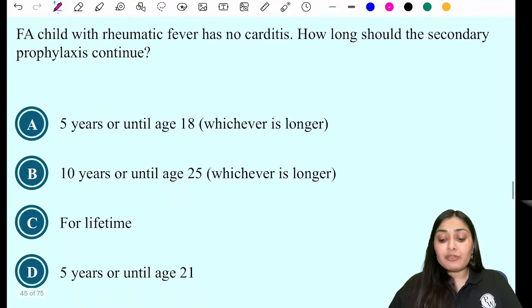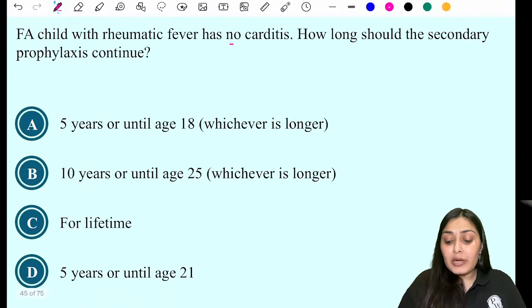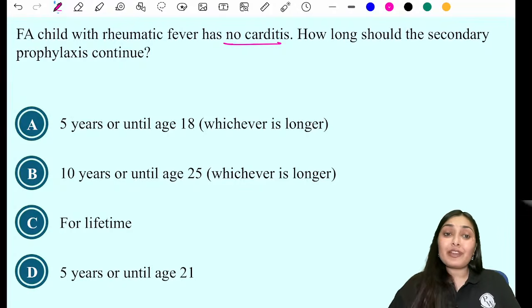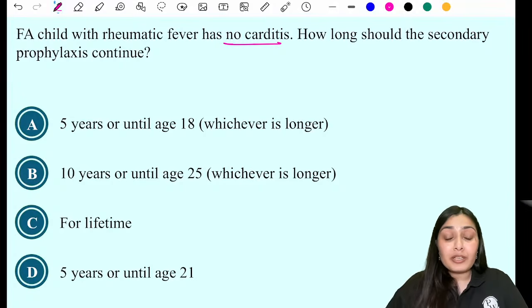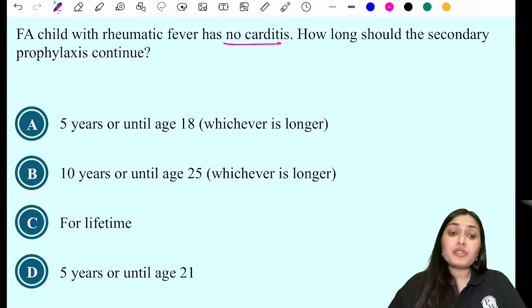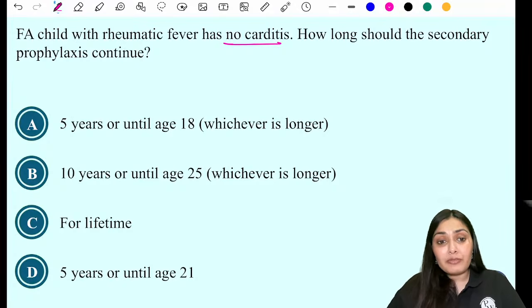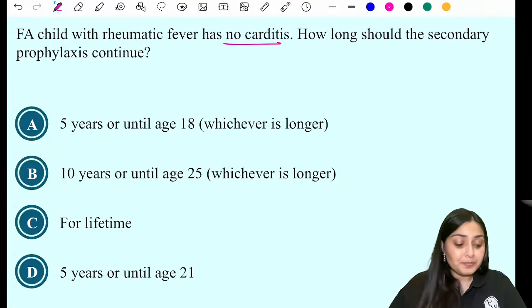We have a child with rheumatic fever who has no carditis. How long should the secondary prophylaxis continue? Options are 5 years of age or until age 18, whichever is longer. Option B says 10 years of age or until age 25, whichever is longer, for lifetime. And option D says 5 years or until age 21.